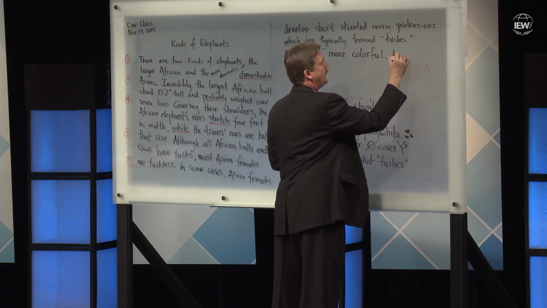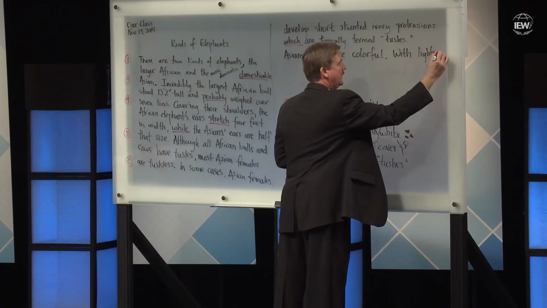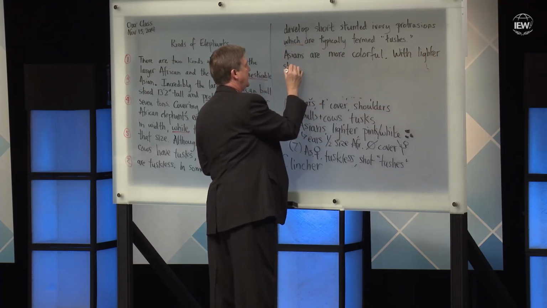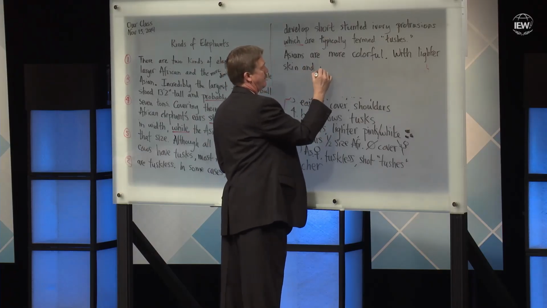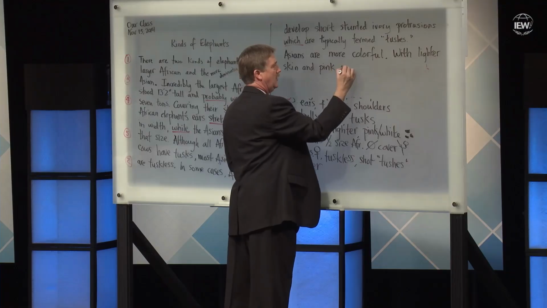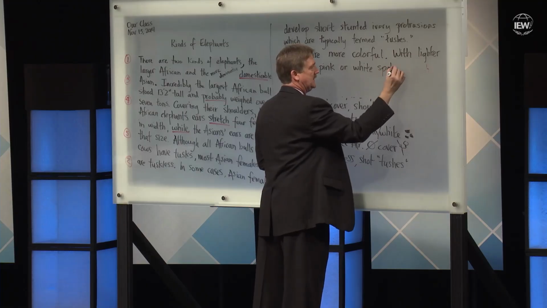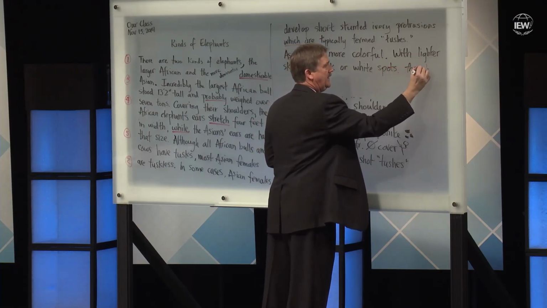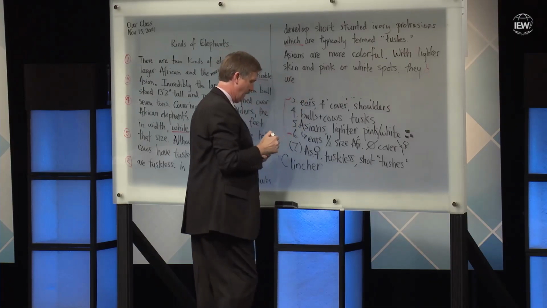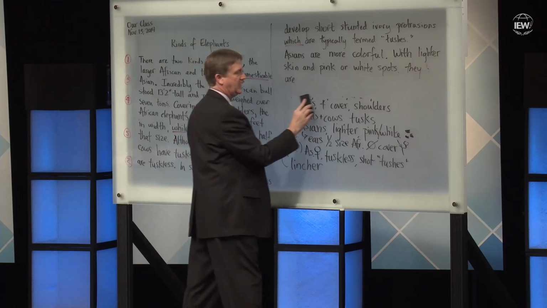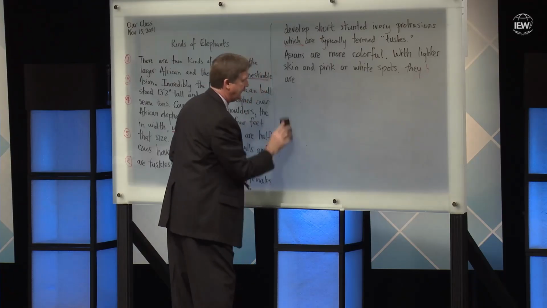Asians are more colorful, with lighter skin and pink or white spots. They are... I'm writing myself into a corner here. They are what? Help me out.